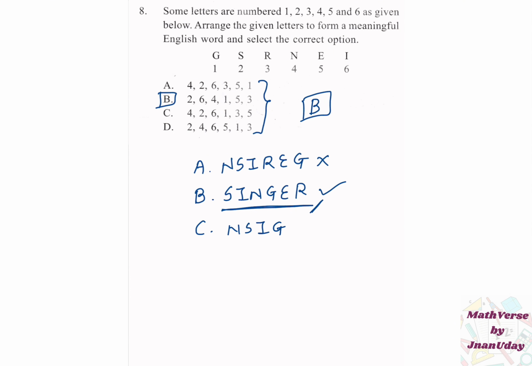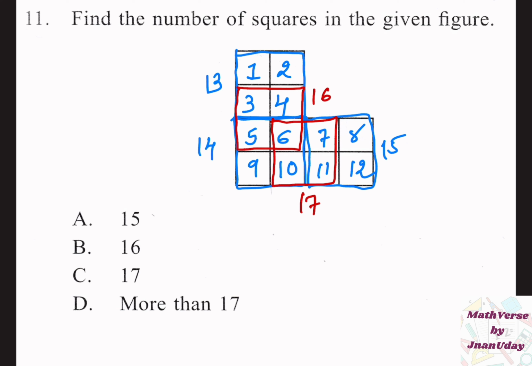Question number 11 is, find the number of squares in the given figure. First of all, whatever squares we are seeing, we will number those squares. Here is one square, this is 13, another square, 14, another square, 15. If you see here, this one is there, 16, this one is there, 17. So the total is 17. Option C is the correct option for question number 11.